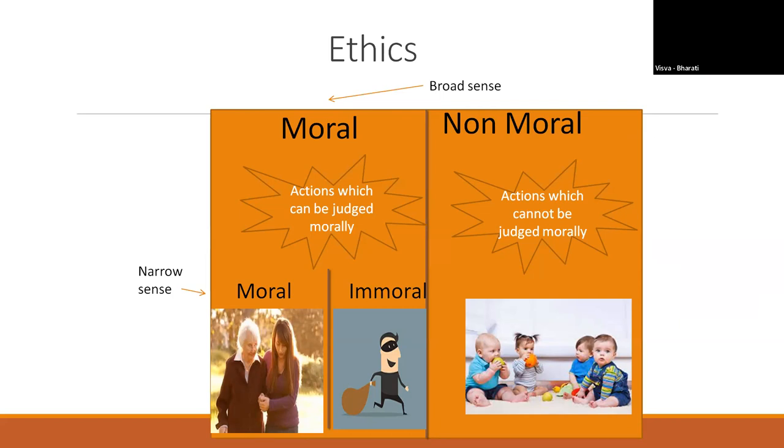It is also clear from the picture that is being shown, right? Moral in the broad sense includes both moral and immoral actions, anything that comes under the purview of morality. But in the narrow sense, it includes only actions which are morally good as different from immoral actions. So morality in the broad sense is differentiated from non-moral actions, and morality in the narrow sense is differentiated from immoral actions. Okay? If it's clear, can I proceed?